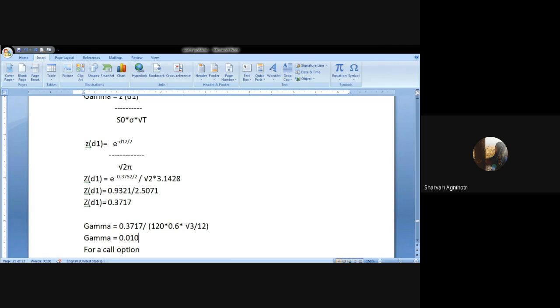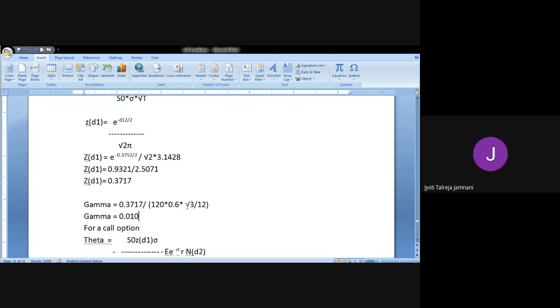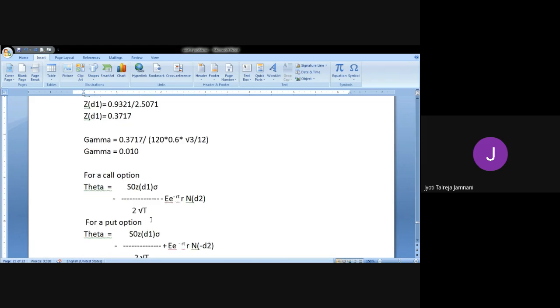Sorry, ma'am, I did something wrong. I have got 0.010. Yes, ma'am, I also got that only. So this is the value of gamma, and gamma will tell you by how much the delta will change. It has no significance with the change in stock price directly. It is just interpreting by how much the delta will change if the stock price changes.